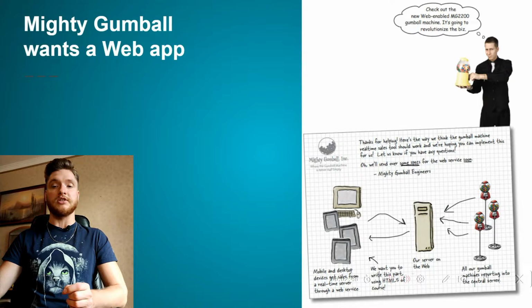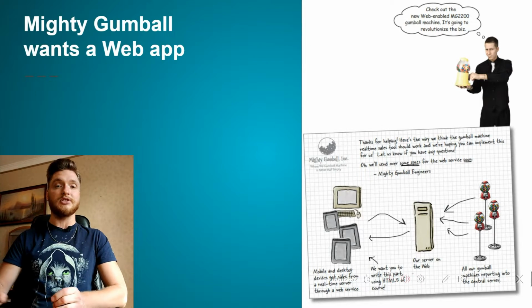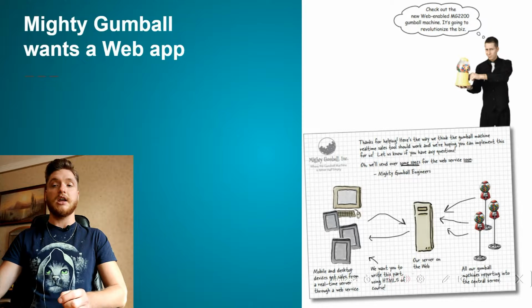Mighty Jumble engineers: Mobile and desktop devices get sales from the real-time server through the web service. We want you to write this part using HTML5, of course. Our server on the web is where all our Jumble machines report into the central server.